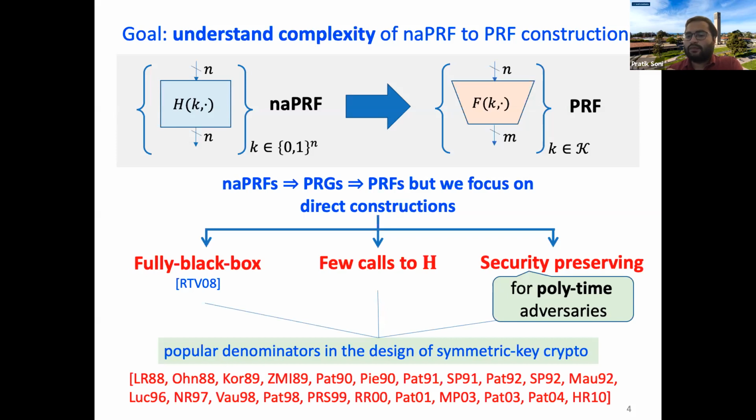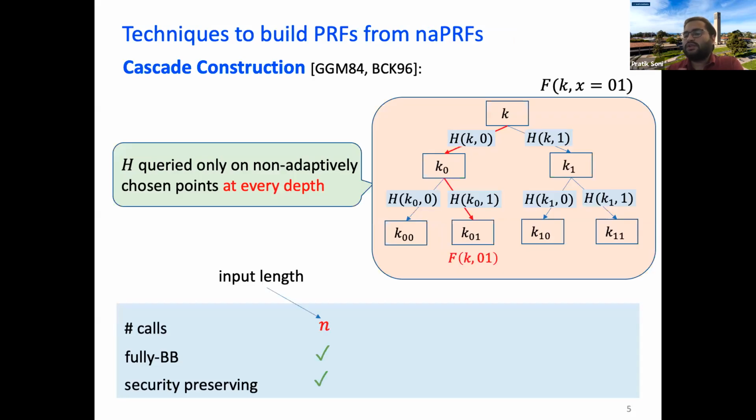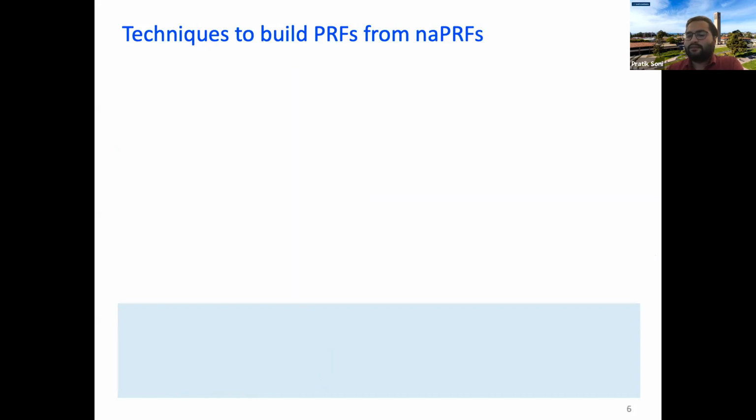So there are two techniques to build PRFs from non-adaptive PRFs. First is the cascade construction due to Bellare, Canetti, and Krawczyk, which constructs a complete binary tree, processing one bit of the input at every depth using the non-adaptive PRF, thereby making n calls. The number of calls can be reduced to any superconstant function using standard techniques.